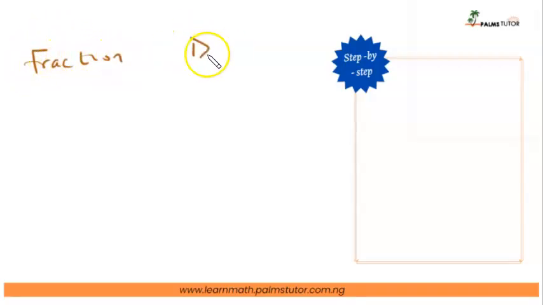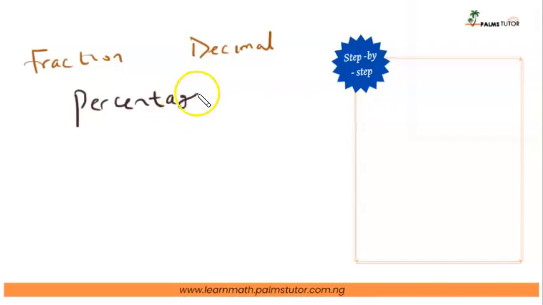and a decimal, right, are telling us a part, they're not whole numbers, right? So a fraction tells us a part of a whole, same thing as a decimal, right? And since a percentage is a fraction that has a denominator of 100, what do I mean by that?